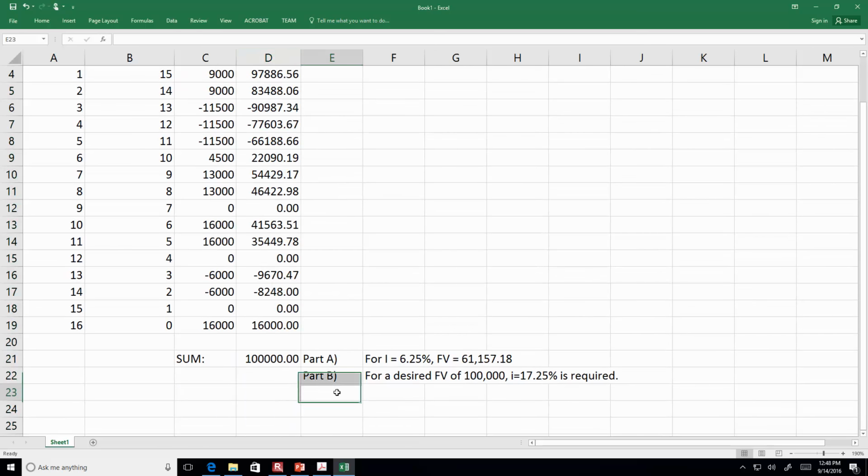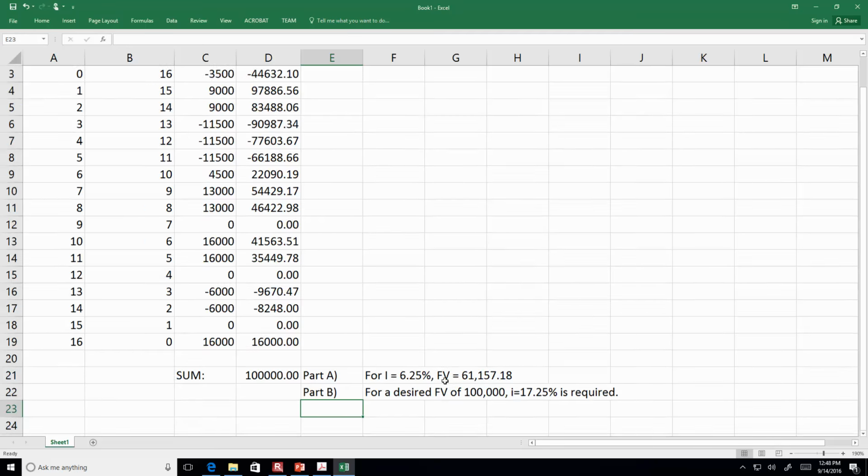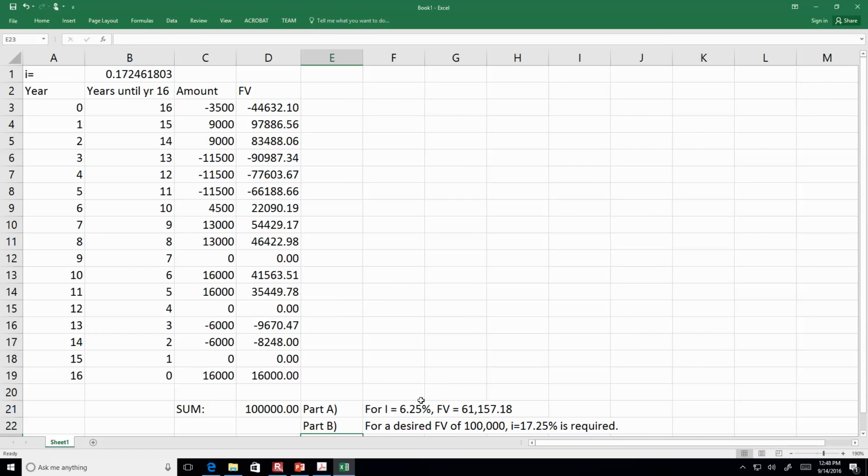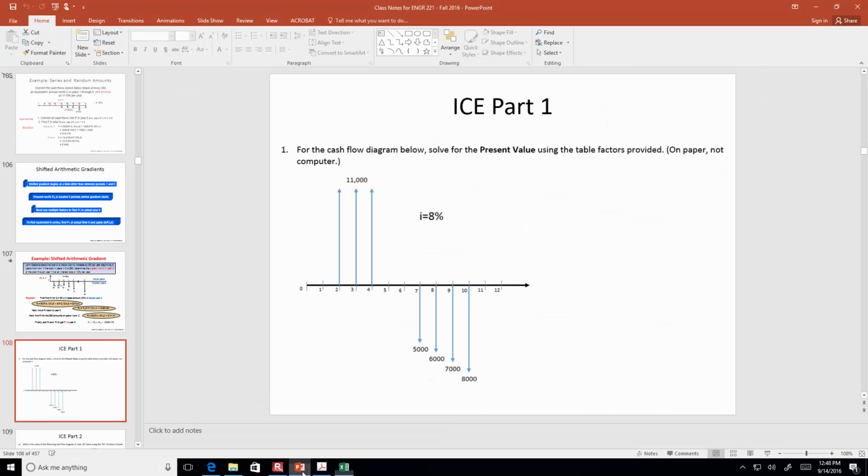Okay, so the last part, for part C, the question was, why must the interest rate increase in order for the future value to increase? That's because we're compounding all of these amounts into the future. And so if you want a bigger amount in the future, you need a higher interest rate. You can think of it as a savings account. If you want to have a big account balance in the future, if you want to have $100,000 instead of $61,000, then you'd need to have a higher interest rate.